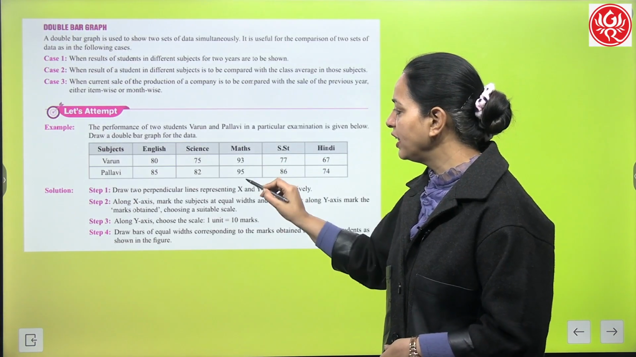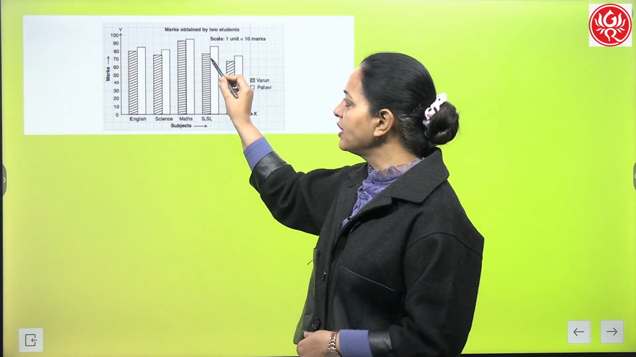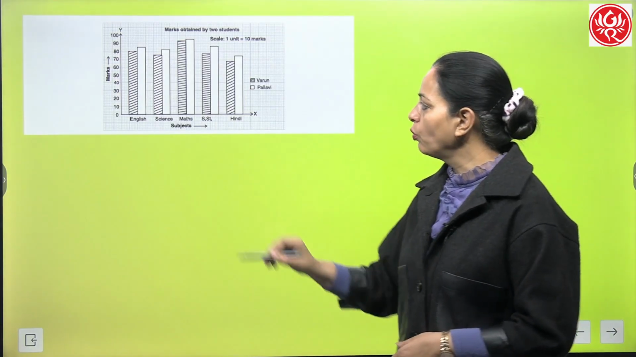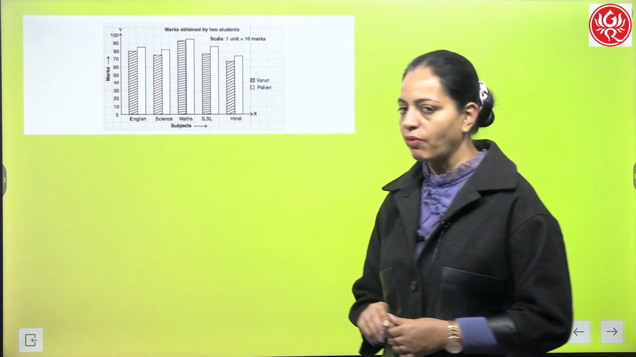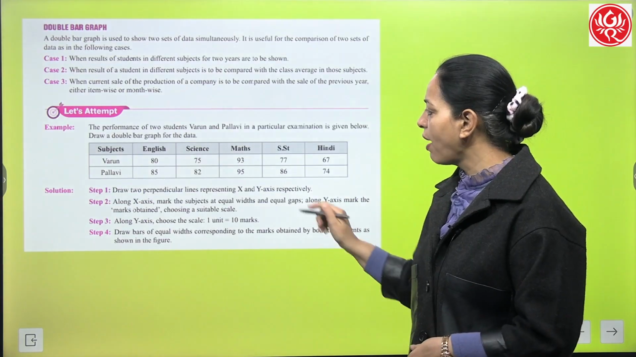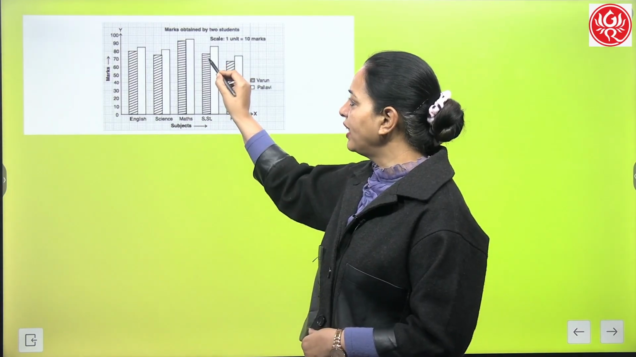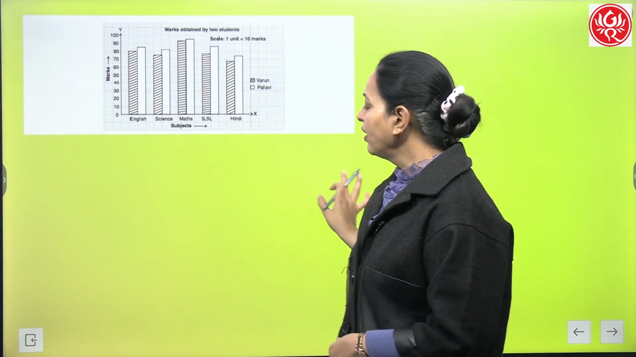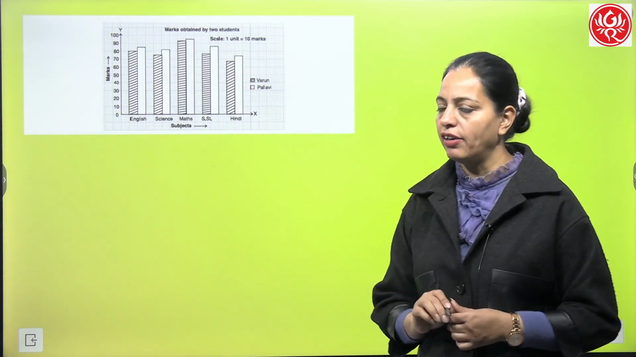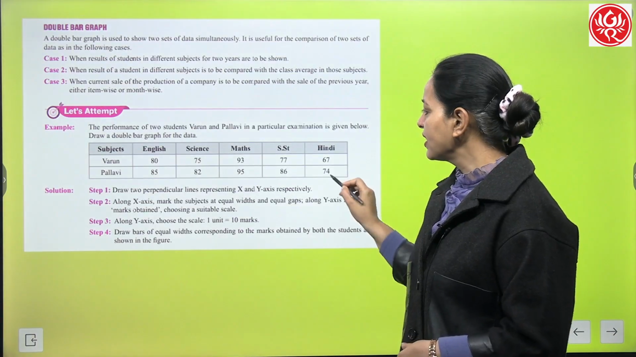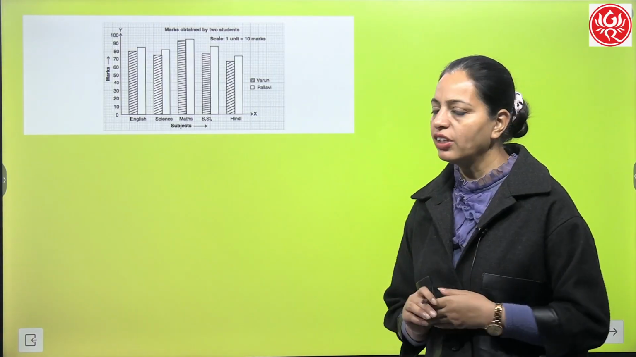Maths marks 93 and 95. So 93 means between 90 and 100. So we can draw here 93 and then 95. So this one. Then next is SST marks 77 and 86. So between 70 and 80, 77, and the next is 86. Okay, 86 for Pallavi. ऐसे Hindi marks 67 and 74. Okay, so I hope these are clear to you.